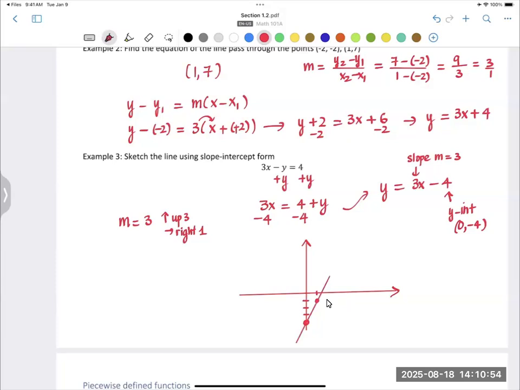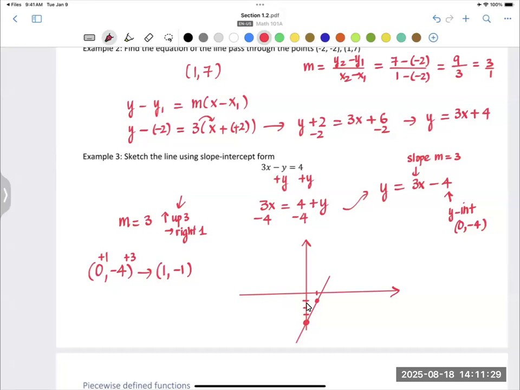If you want to get the second point algebraically using the slope, you can start from the y-intercept, (0, -4). Since the slope says you go up 3 and right 1, it's plus 1 for the x and plus 3 for the y. Then you're going to have (1, -1) as the point. So (1, -1) will be my second point.